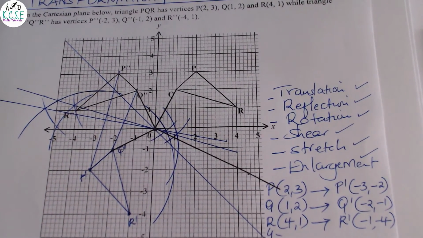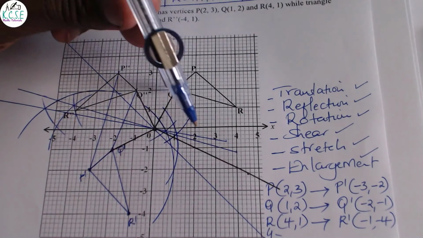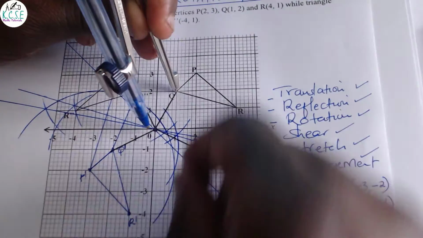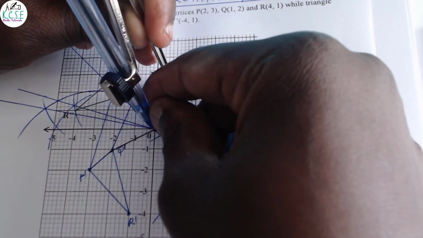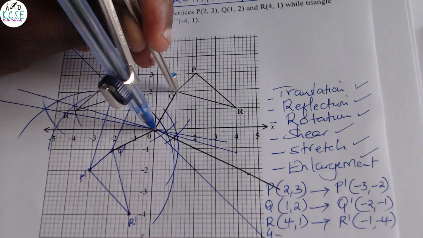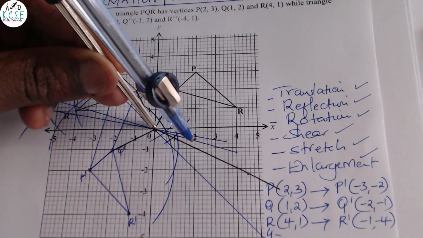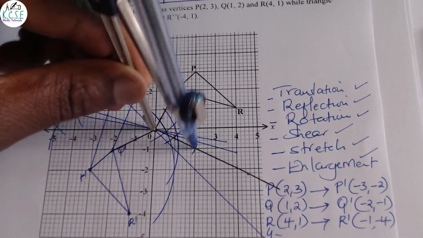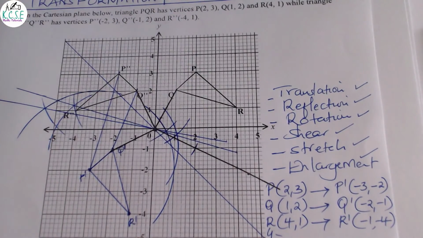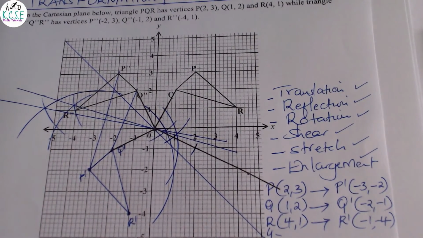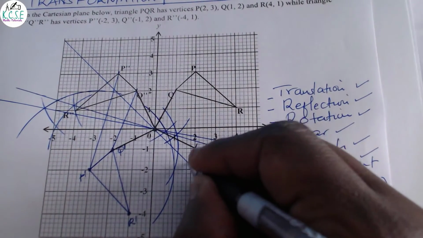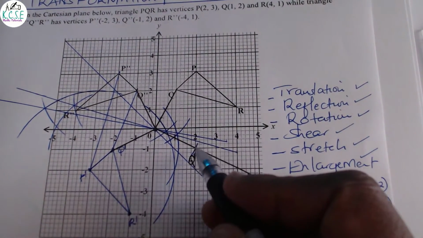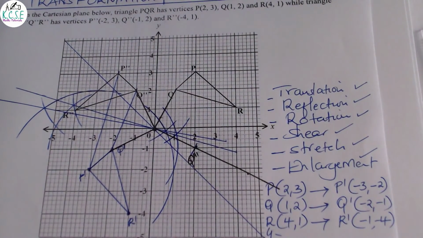Then from there, take this distance, the distance from Q to the center of rotation. Take that distance and then stand here and mark this point. So this is the position. This will now be Q triple prime, like that. It will be here. Do the same for the other points.